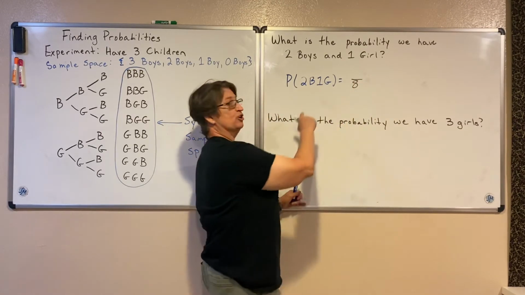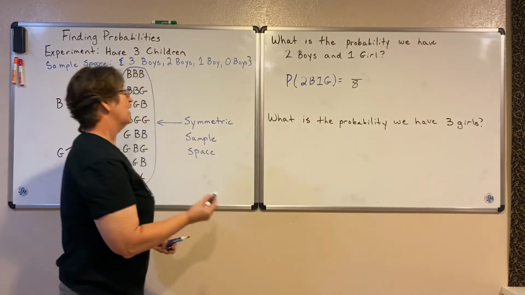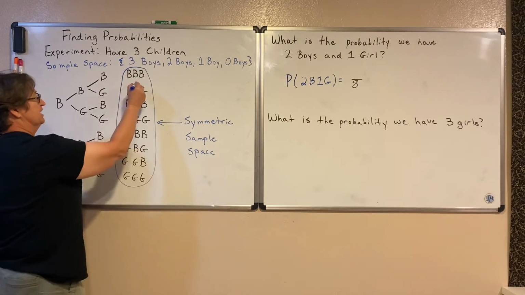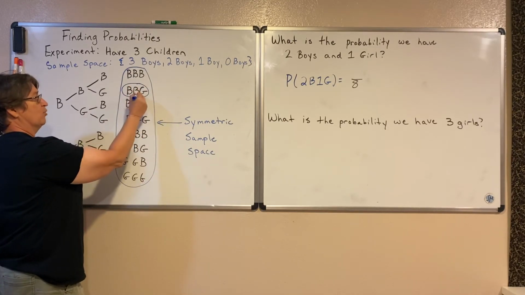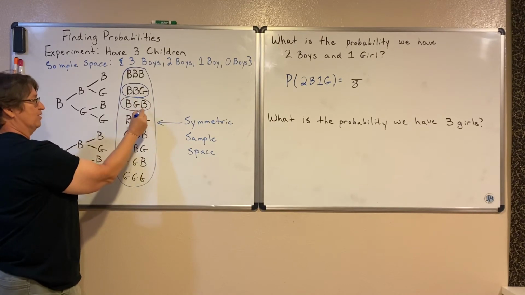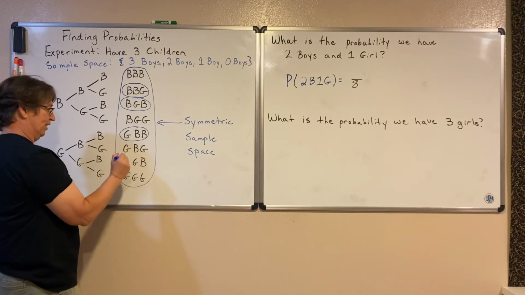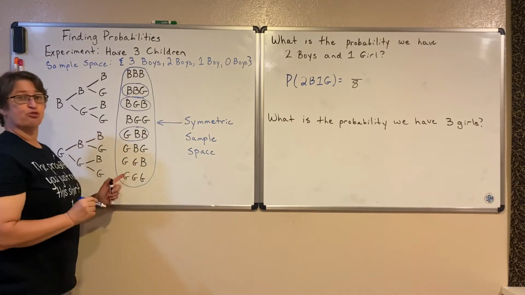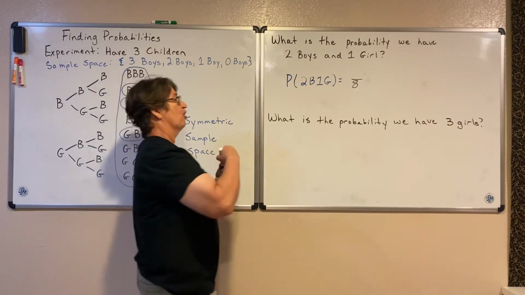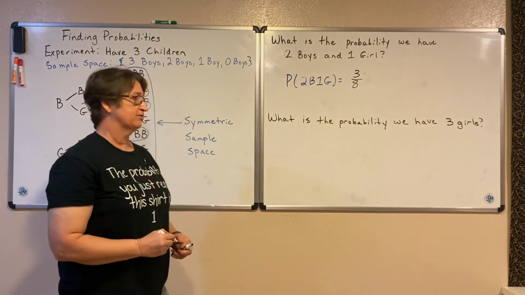Then I'm looking for the number of ways that I can have 2 boys. So how can I have 2 boys? Well, I can have a boy and then a boy and then a girl. Or I could have a boy and then a girl and then a boy. Or I could have a girl and then a boy and then a boy. And those are the 3 ways that I can have 2 boys. So there are 3 out of the 8 possible outcomes where I can have 2 boys.